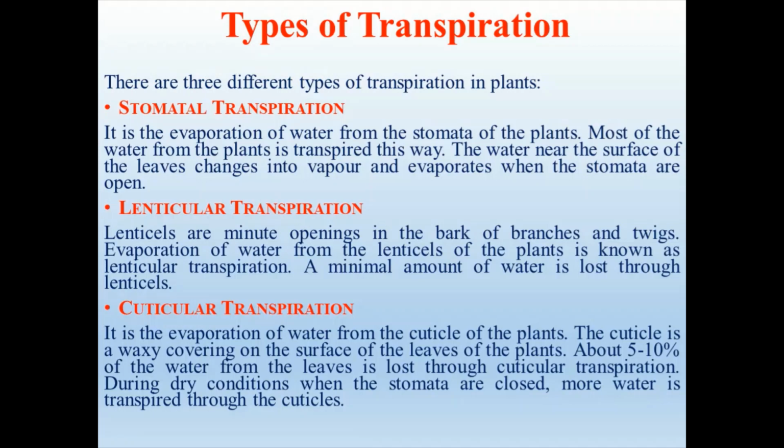There are three types of transpiration: stomatal transpiration, lenticular transpiration and cuticular transpiration. Maximum water is lost by stomatal transpiration. When the water is lost by the stomata present on the leaves, it is called stomatal transpiration. Lenticular transpiration: lenticels are minute openings in the bark of the branches and twigs. Evaporation of water from the lenticels of the plants is known as lenticular transpiration.